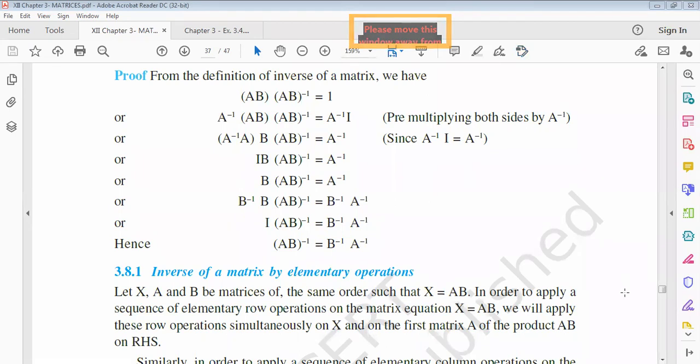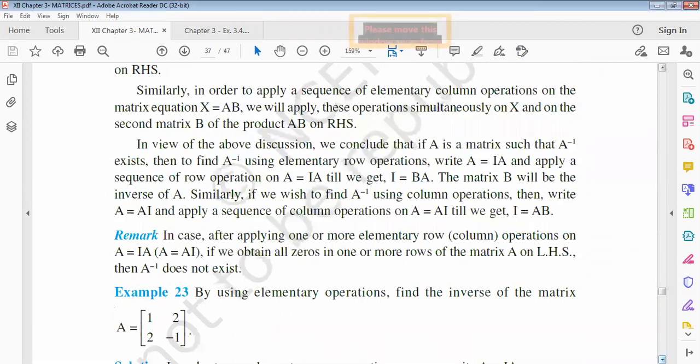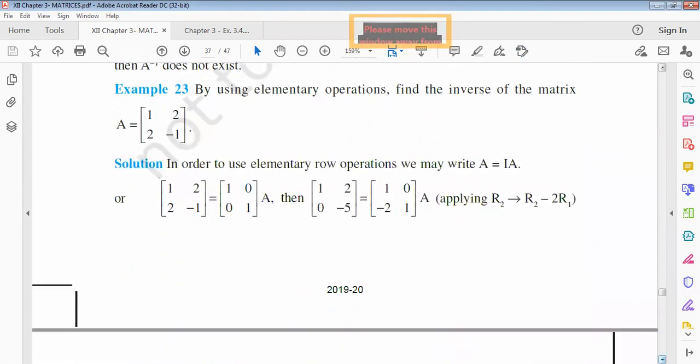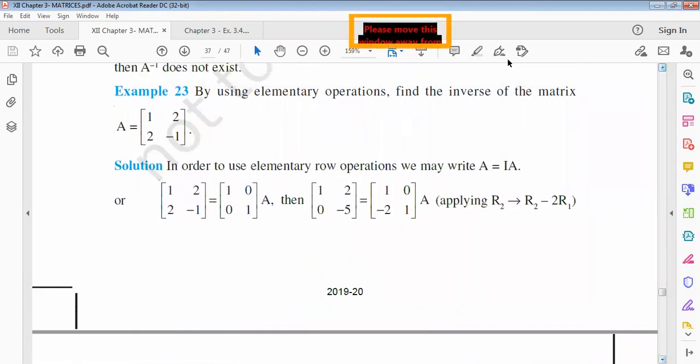Now, the inverse of a matrix by elementary operation, that is, whether we have to apply the row transformation or the column transformation. So here is one of the examples I am discussing. By using elementary operations, find the inverse of the matrix A = [1, 2; 2, -1].